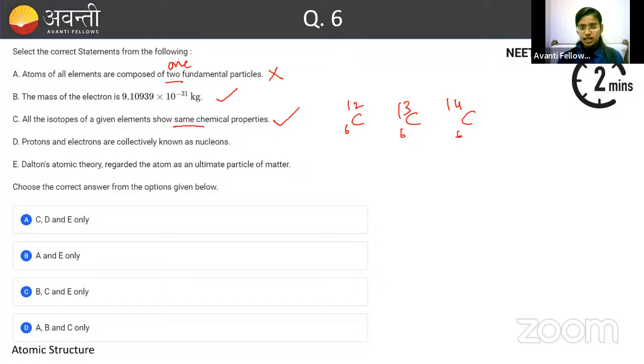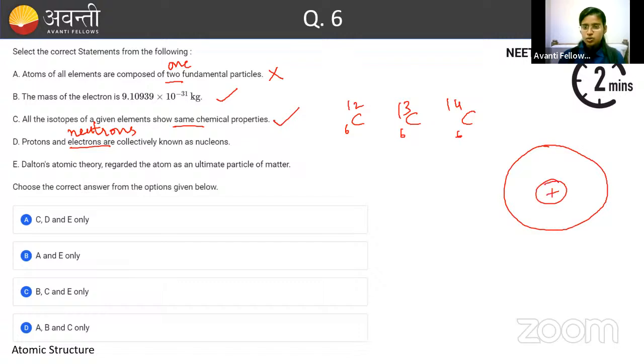It is actually incorrect. Why is it incorrect? Protons and electrons are not known as nucleons. Protons and neutrons are called nucleons because we have an atom, and we have the nucleus inside it.